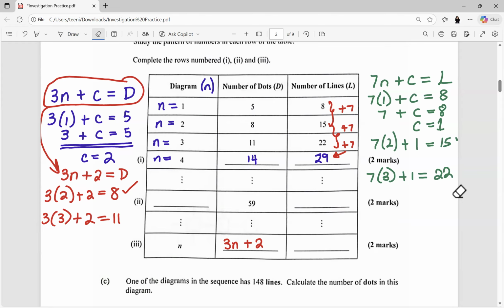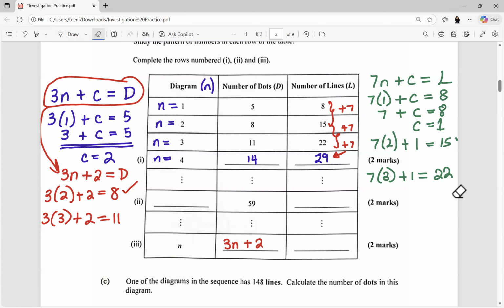You just made a mistake with the calculation, correct? Or did you add 2 instead of 1? Oh, yeah, I think I did. What about if the diagram number was 10? What would be the number of lines? 71. Correct. 7 times 10 plus 1 has given you 71.